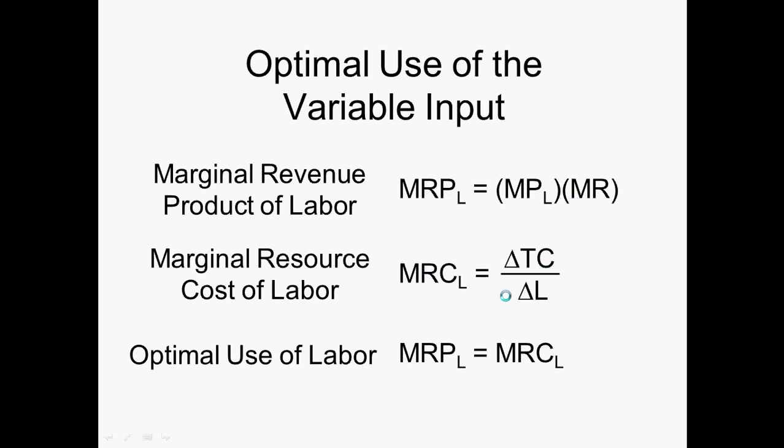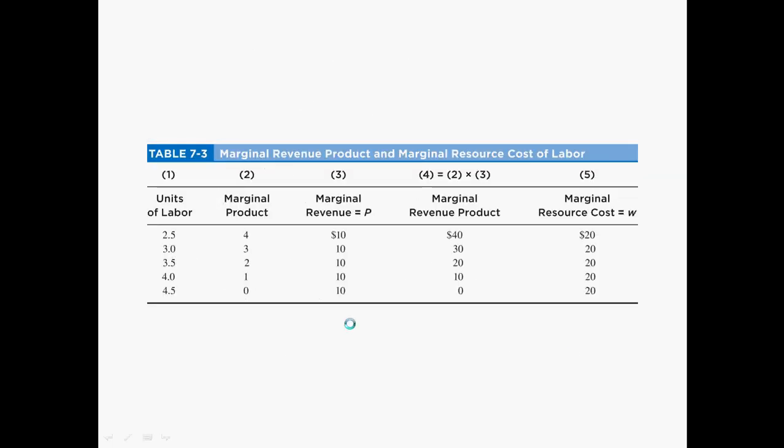Marginal resource cost of labor. It's change in total cost divided by the change in labor. So how much does it cost you to hire an extra worker? And so you get your optimum when these two are equal. Again, whenever we're looking at this optimization, maximizing profits, and so on, we're usually setting the marginal of something equal to the marginal of something else. In this case, it's the marginal revenue product of labor equal to the marginal resource cost of labor. Those should be equal, and at that point, you're choosing the optimal amount of labor. So here's an example.